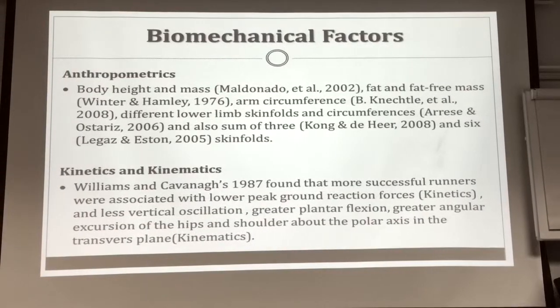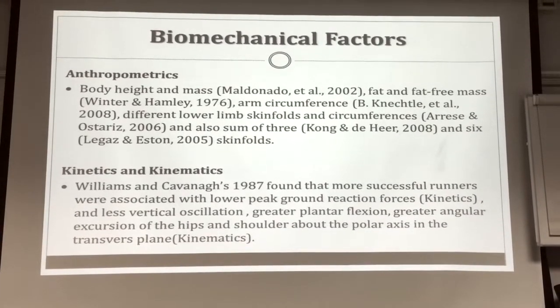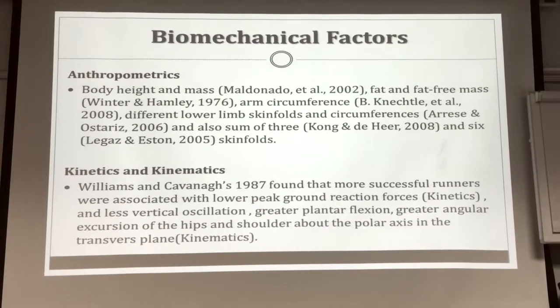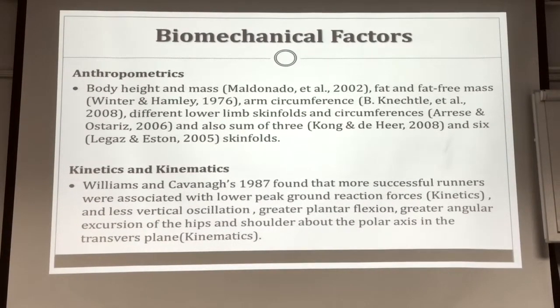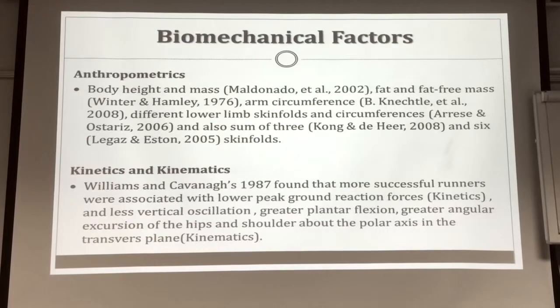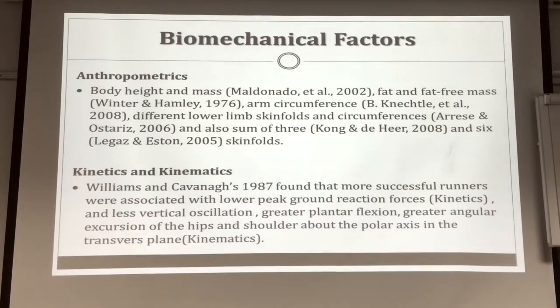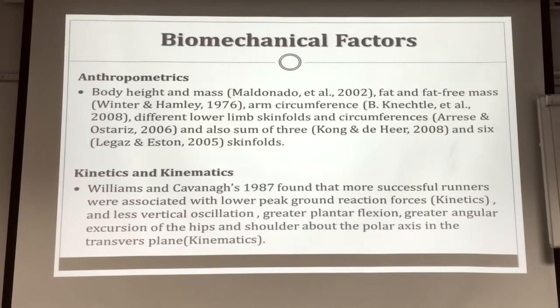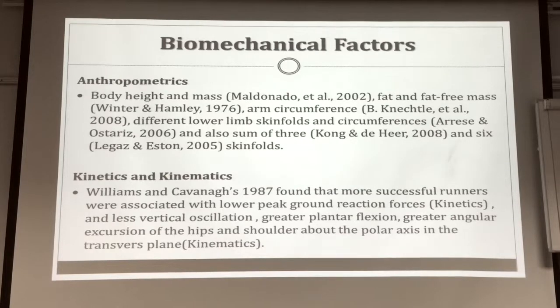Anthropometrics is the dimension and movement of the human body and its limbs. Several anthropometric and body composition values are known to be associated with running performance in elite middle distance running. For example, body height and mass, fat and fat-free mass, arm circumference, and different lower limb skin folds, and also the sum of 3 or more skin folds have been related to distance running performance.